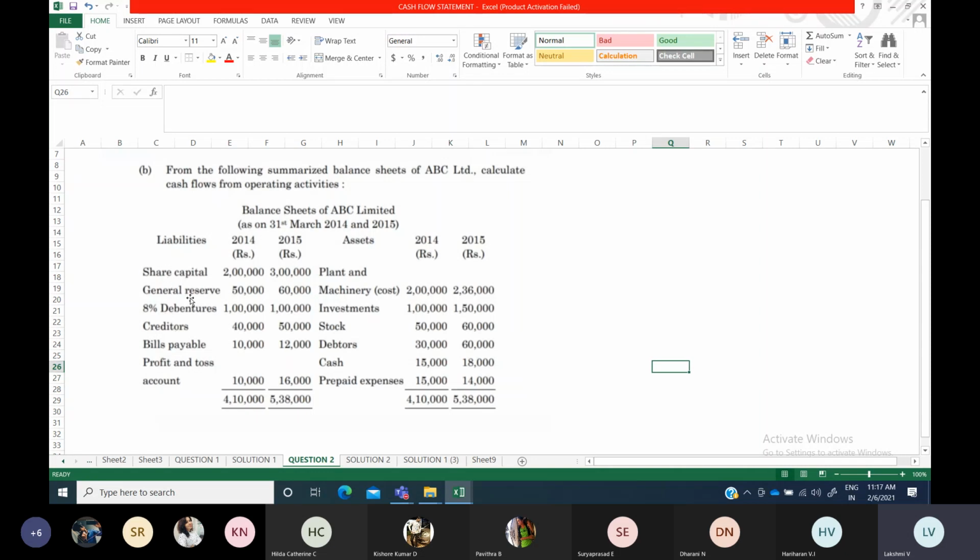Then general reserve, transfer to general reserve 10,000 amount வருது. 60,000 minus 50,000 subtract பண்ணா you are getting 10,000. Okay, so 10,000 amount will be your transfer to general reserve. Okay, that 10,000 amount you have to show as transfer to general reserve.